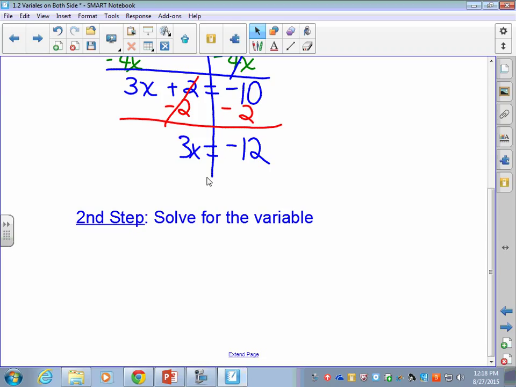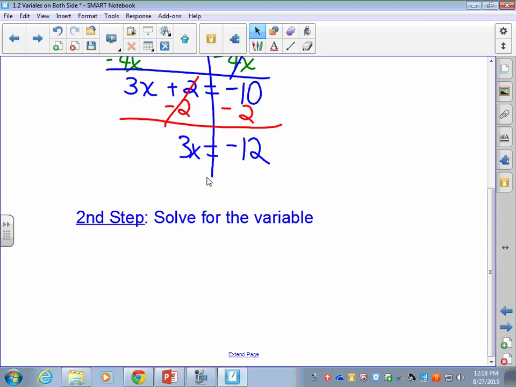Now, if the variables are different on the same side, then you combine like terms. You're going to still do the same steps. Yeah, so if they're different, but they're both on the left side, we're going to put them together first. Okay. All right, so just solve for the variable. That's our last step, our second step.